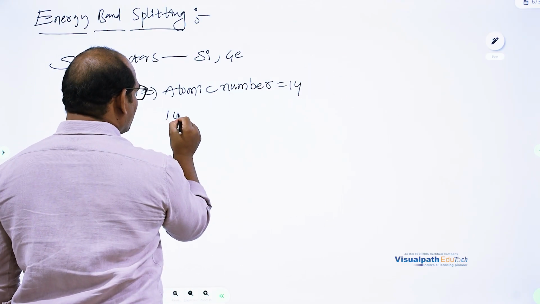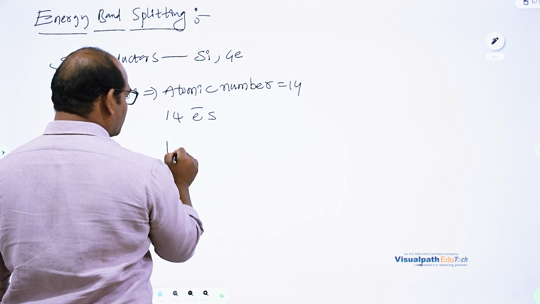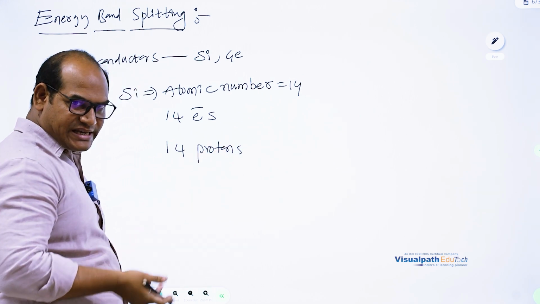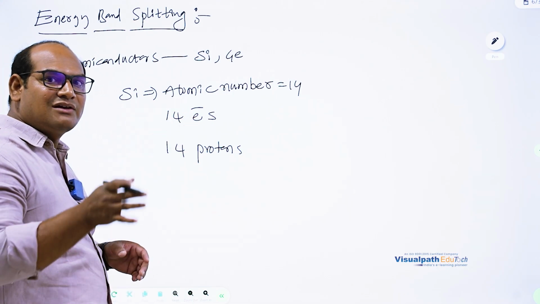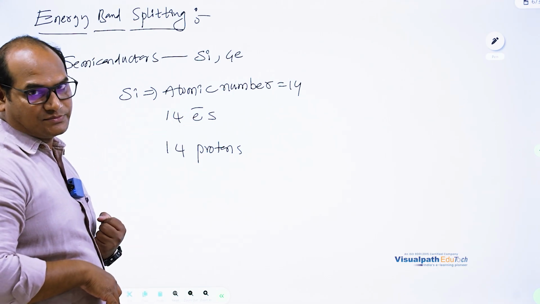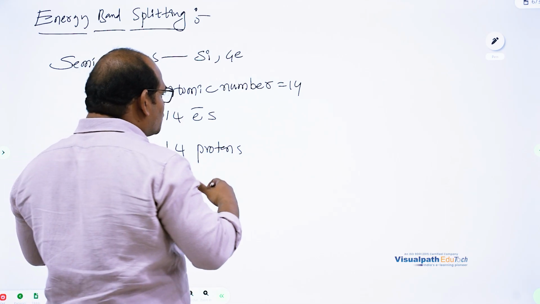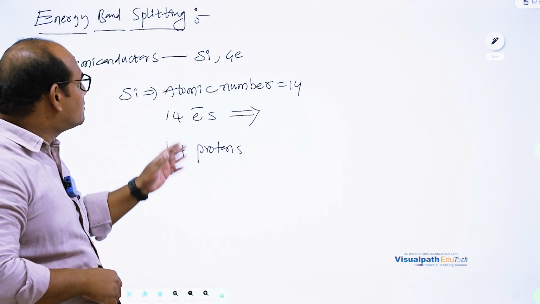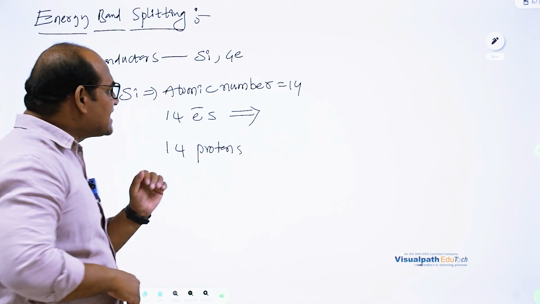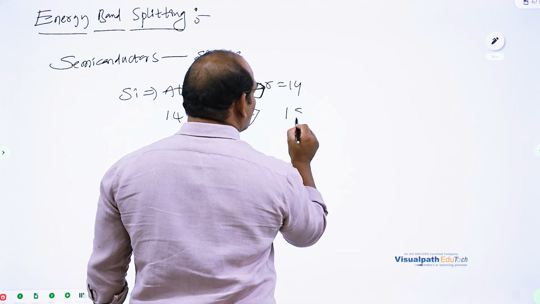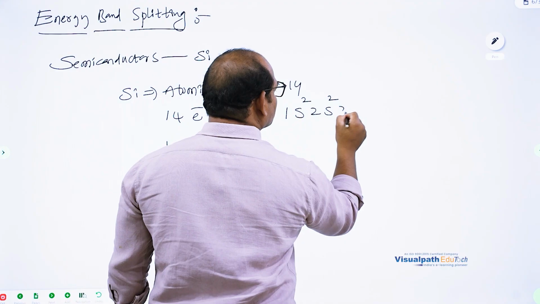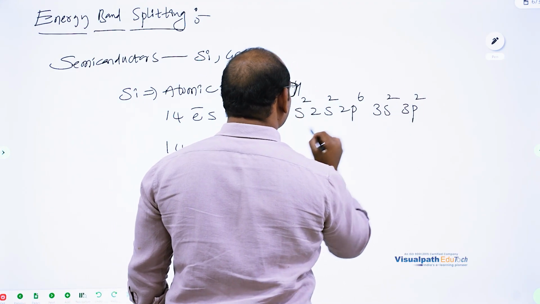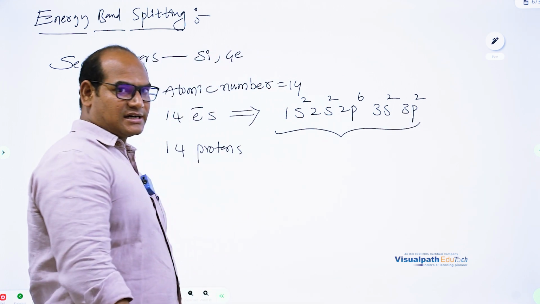So, if you take one silicon atom, it is having the atomic number 14. So, I can tell 14 electrons are available, 14 protons are available, and protons, neutrons are available in the nucleus, and these 14 electrons are revolving around the nucleus in different orbits. About those different orbits, we can give the information using the electronic configuration of one silicon atom. What is the electronic configuration of one silicon atom? 1s2, 2s2, 2p6, 3s2, 3p2. This is the electronic configuration of one silicon atom.